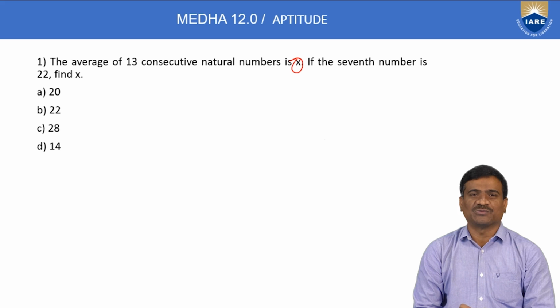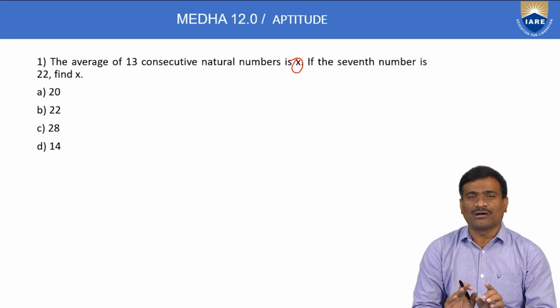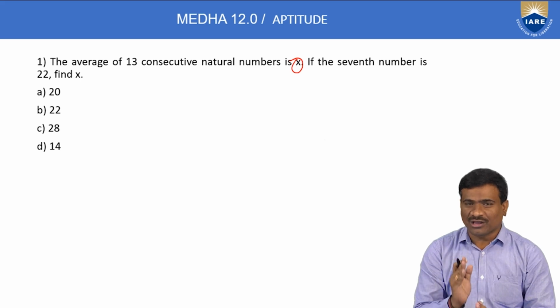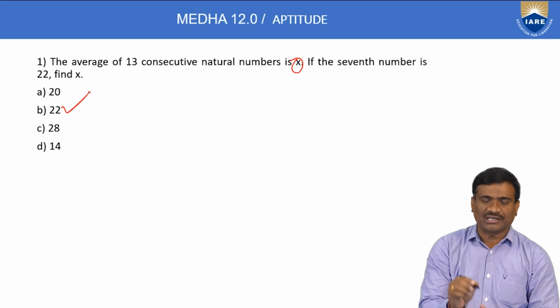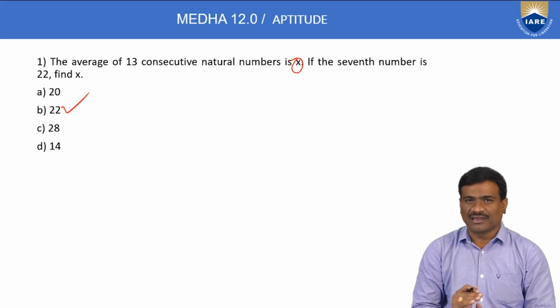13 plus 1 by 2, 14 by 2, so the seventh number is the middle. The seventh number is already given as 22. Therefore, the average is 22, x is 22, option B is the only correct one. This is about the concept of the topic: A is equal to S by N.